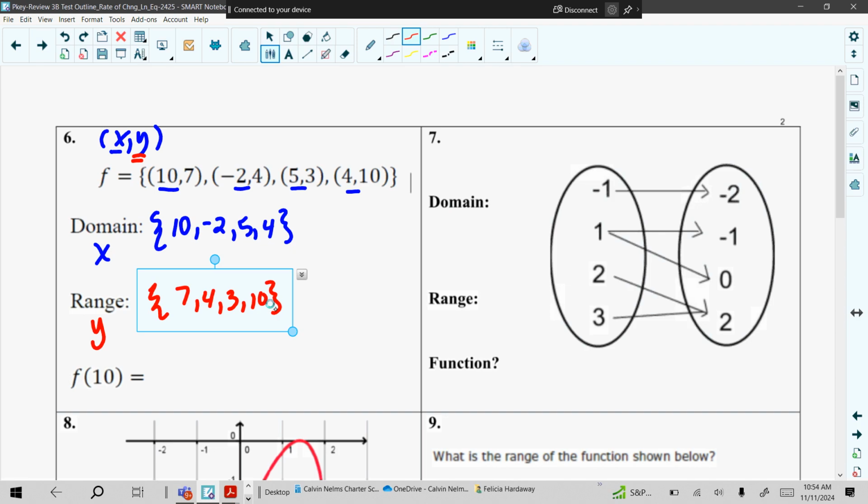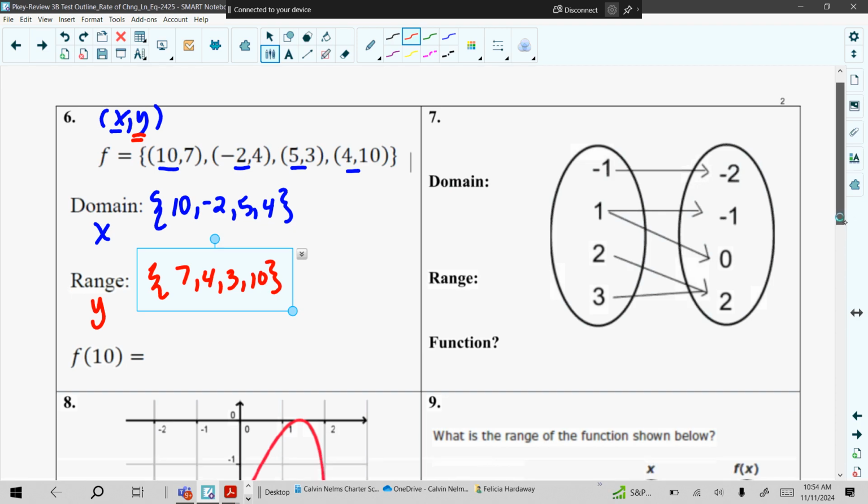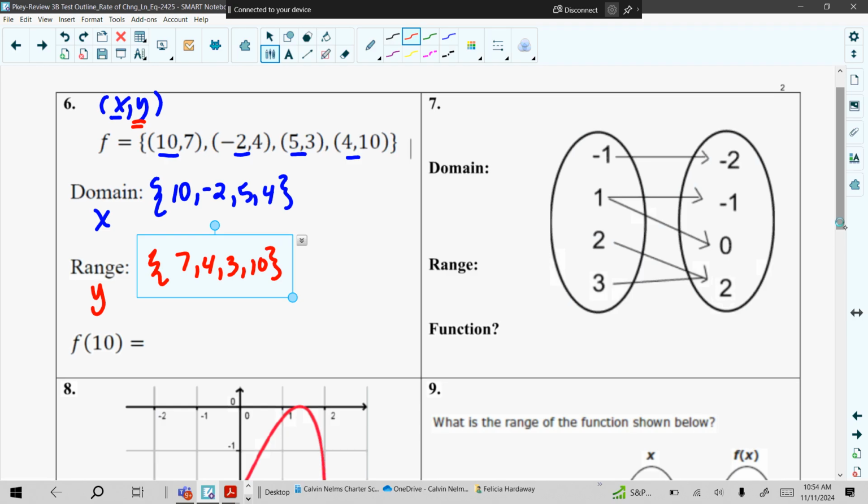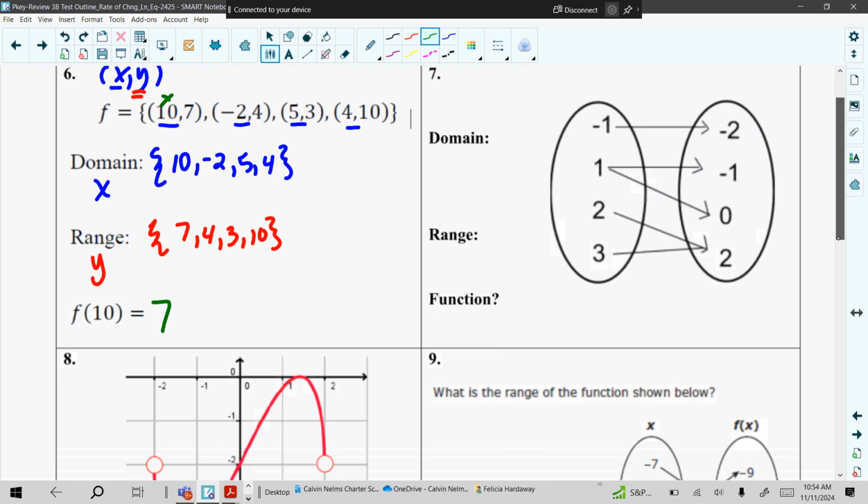Now, the third part here, it didn't ask if it's a function or not, but is this a function? Yes. Do any of the x's repeat? No. Okay, so it's a function. What they want to know is what's the value of the function for f of 10? See the 10 right there? There's the x is 10. So the answer is 7. You just get it off the list of values.